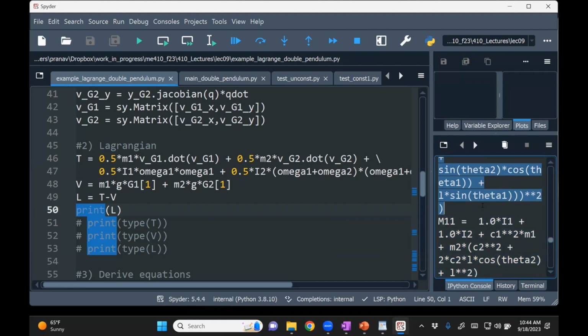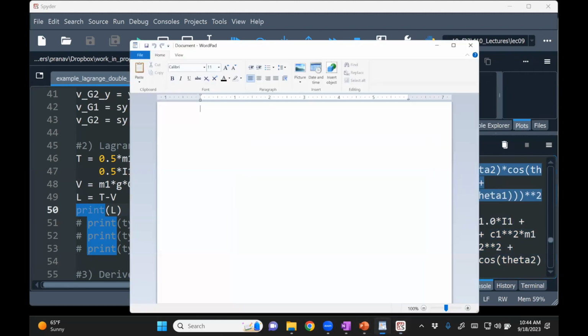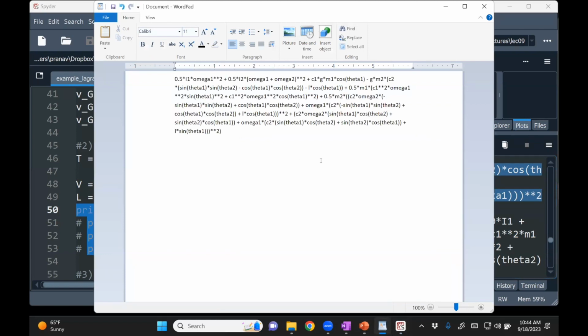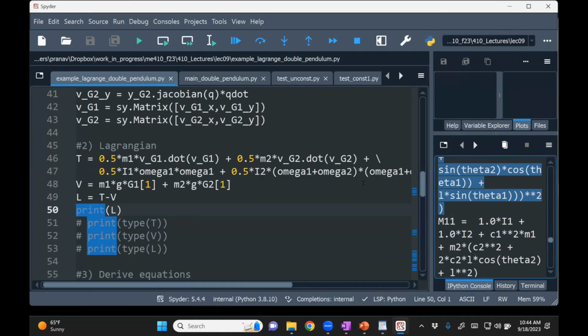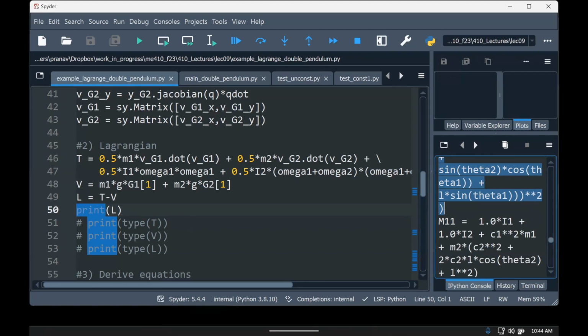It stops here. Okay, so this is what L looks like. Okay, so it's fairly complicated. Now it gets more messier if you do more links, but you don't want to derive this by hand. Okay, so let me show a little bit more, and then I'll show you an animation of the double pendulum.